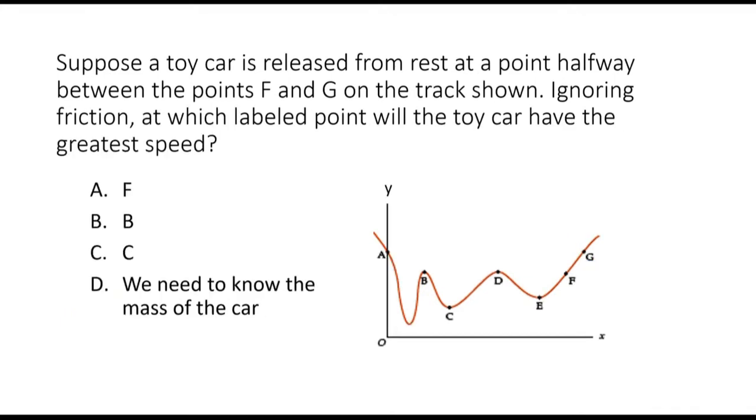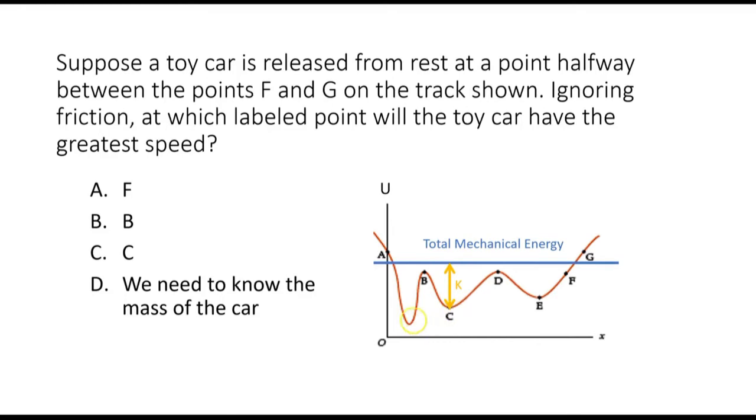All right, let's look at the same track, and now we want to know, ignoring friction, at which labeled point will the car have the greatest speed? Okay, so this one's really asking at which of the labeled points will the car have the maximum kinetic energy. So remember, the kinetic energy is the distance between the total mechanical energy and the potential energy, right? So the total mechanical energy minus the potential energy is going to be equal to the kinetic energy. All right, and so the kinetic energy is greatest at the labeled point C here. That's where the potential energy is lowest, and so the kinetic energy is going to be highest.